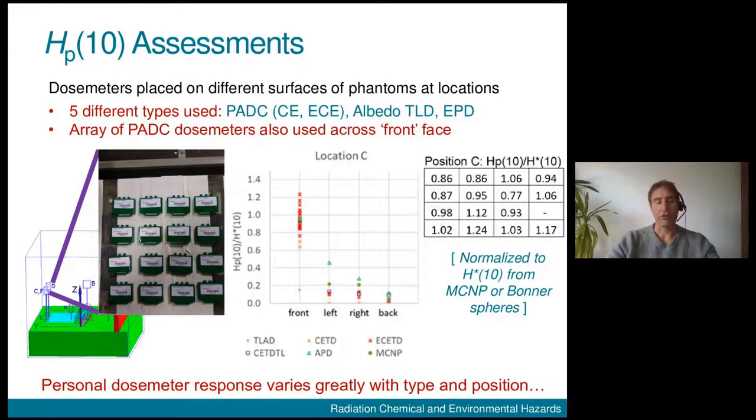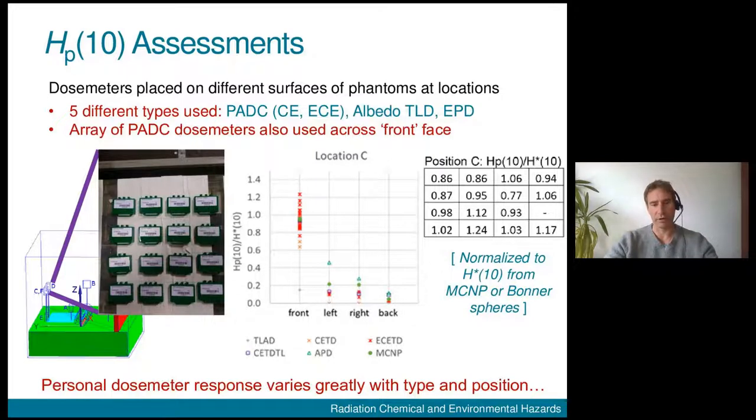We also looked at Hp10, so we slathered various faces of the phantoms at these different locations with a range of different types of neutron dosimeters, so both chemically and electrochemically etched PADC, albedo TLD and EPDs, and also a range of PADC dosimeters across the front face. And again, I'm showing just one of these sets of results, but again, we see the same sort of results as we might expect, that the personal dosimeter response varies greatly with type and position.